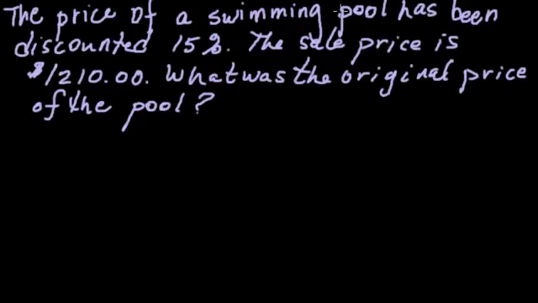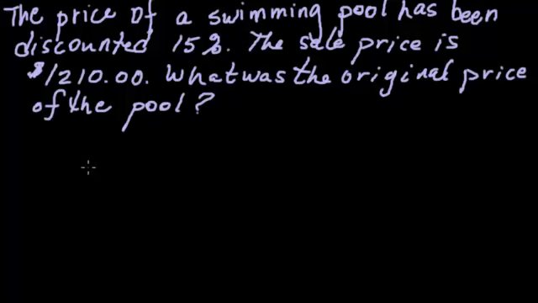Alright, the first percent problem we're going to do is a swimming pool problem. We've bought a swimming pool, and the swimming pool itself has been discounted 15%. And this sale price is $1,210. And we would like to know what was the original price of the pool.